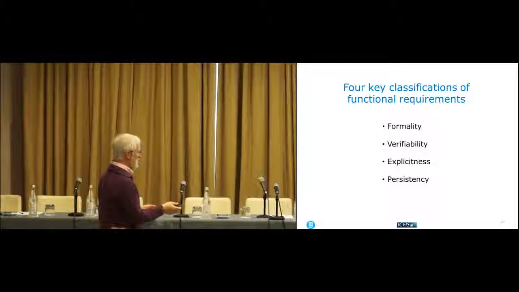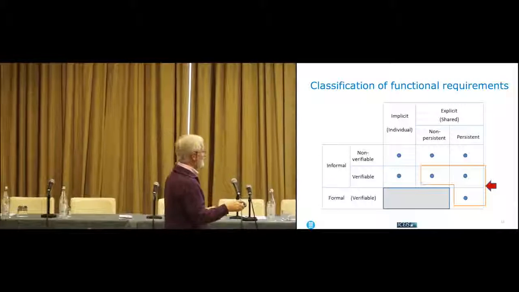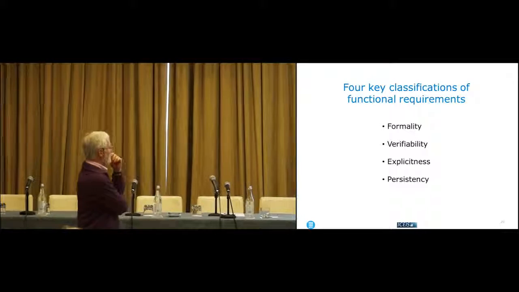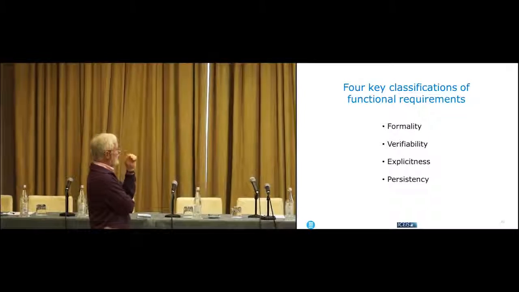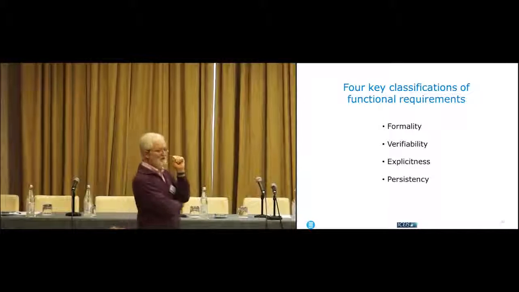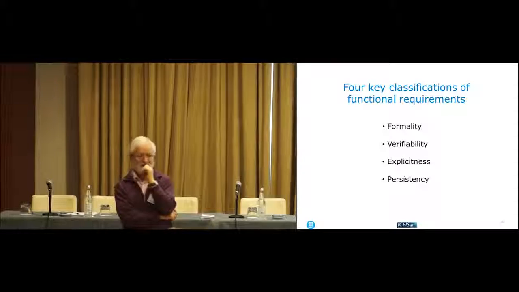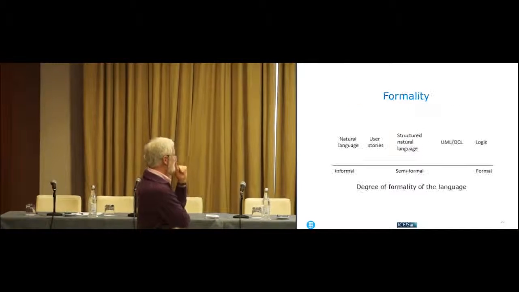In the conceptual schema, are just the requirements of these three cells. Well, let's see how we arrive to this conclusion. The four key classifications are in terms of the formality, verifiability, implicit or explicit, and the persistent or non-persistent.